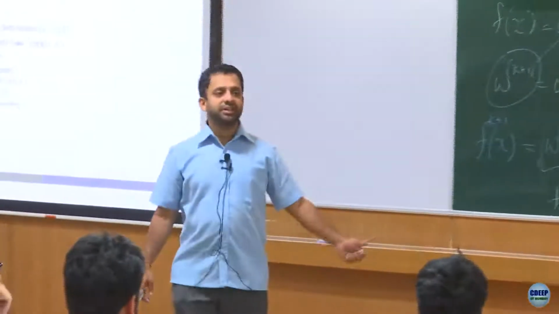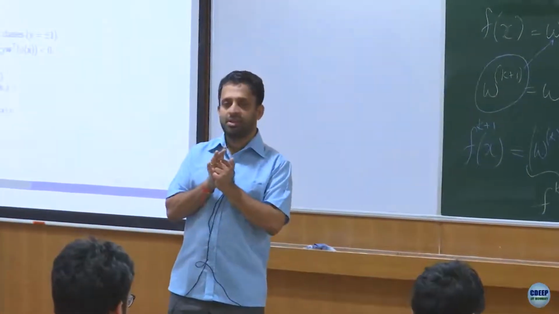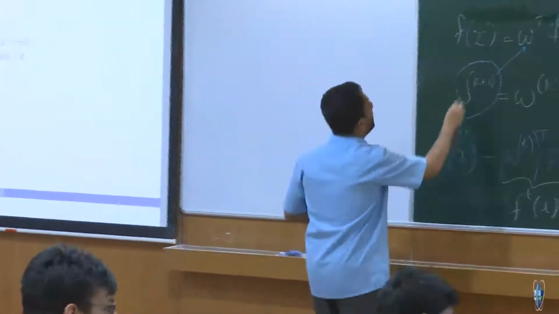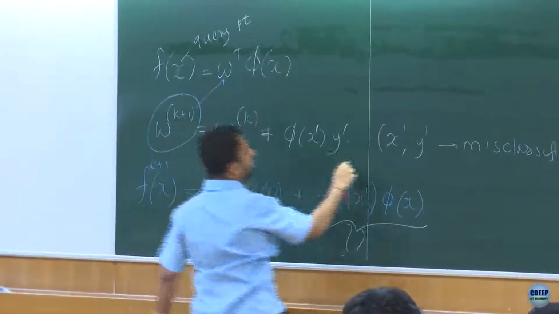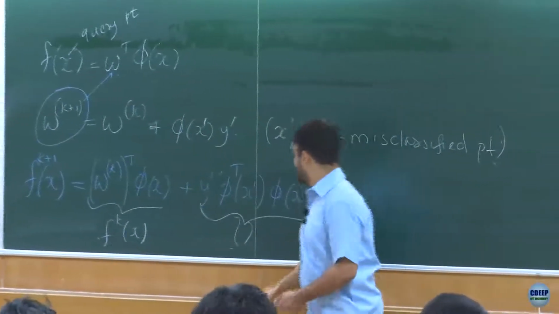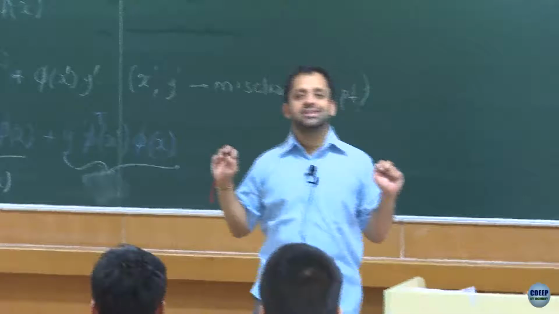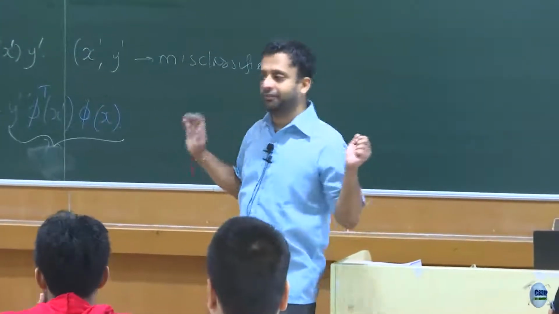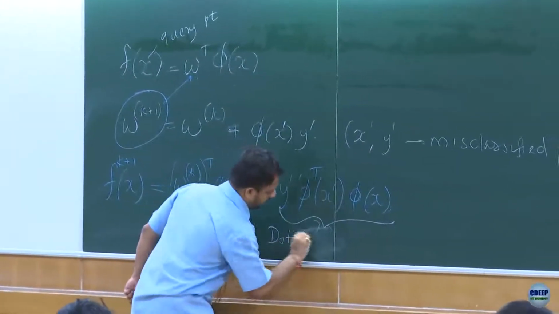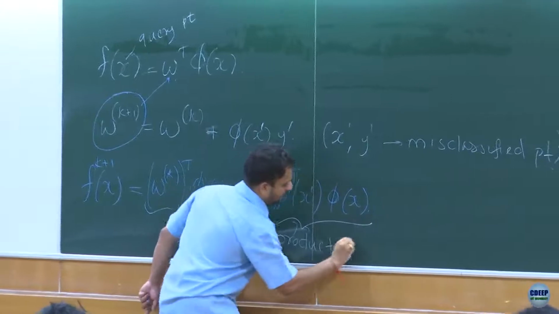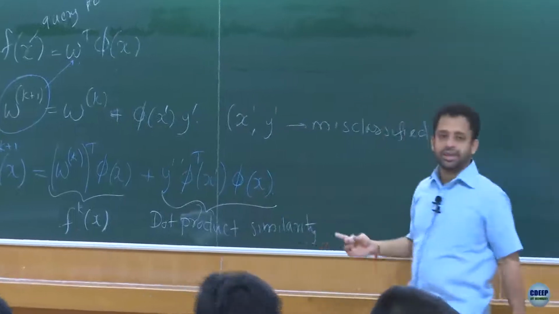So the second component is measuring some kind of similarity between a misclassified point x prime and the query point. So this is a query or test point. This is a misclassified point. What is this component measuring? Similarity in the sense of some dot product, the dot product between phi of x prime and phi of x. That making sense?